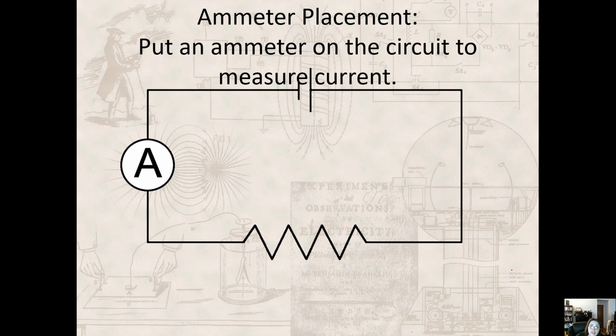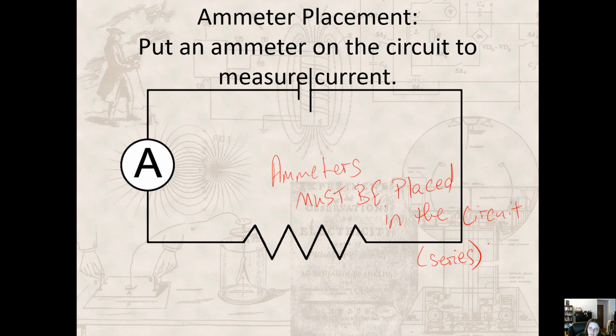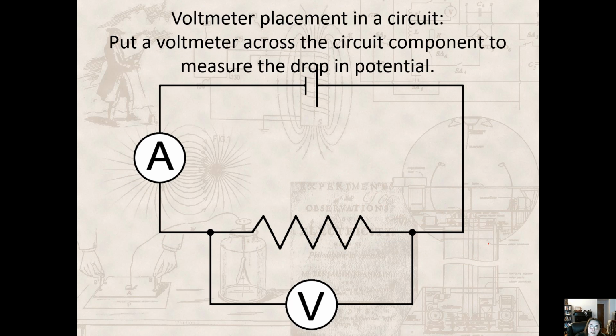Okay, so the ammeter must be put in the circuit to measure current, while voltmeters are placed across a circuit. So this is here and this is here. This is parallel with the circuit in question. This right here is the circuit.